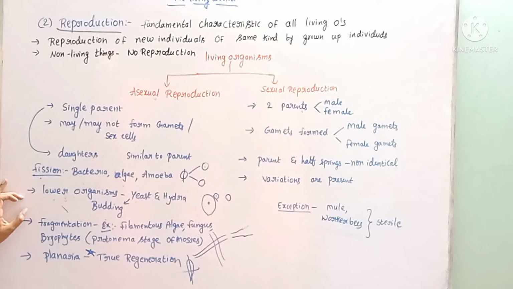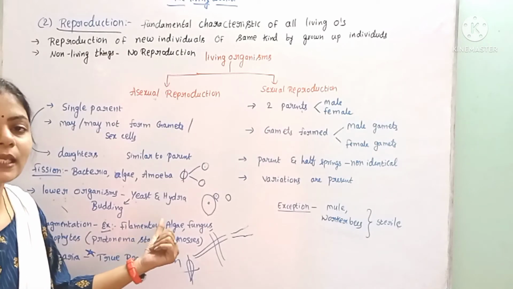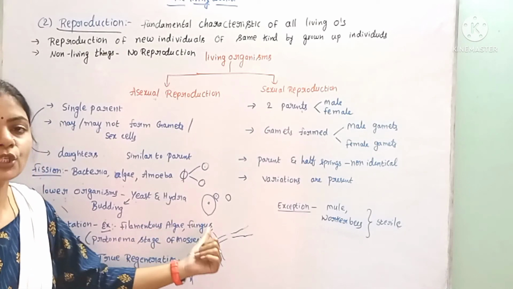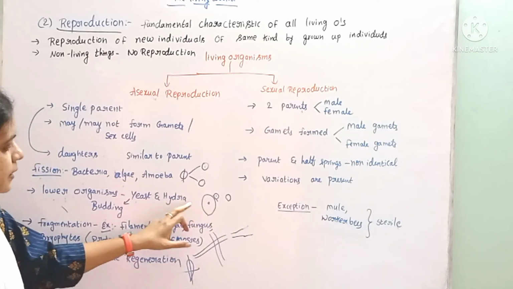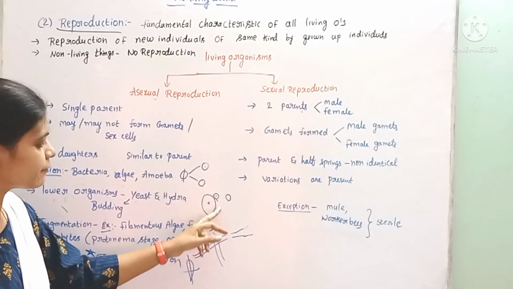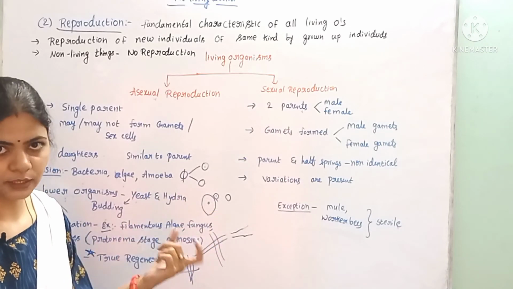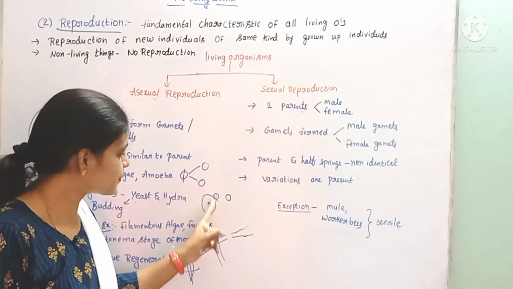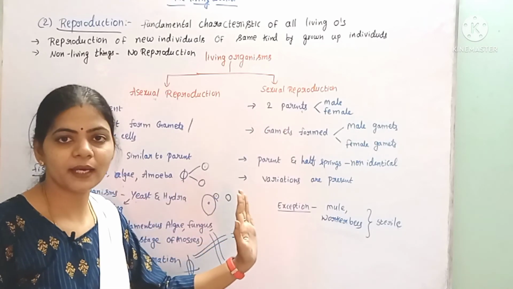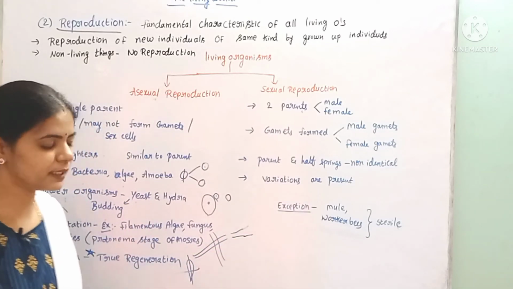In lower organisms, another type of reproduction is seen, called budding. Budding is seen in yeast and hydra. In these organisms, what happens? This is the parent, right? On the surface of the parent, a bulge or projection develops and grows for some time. Later, this projection separates from the parent and leads an individual life. That is called budding.